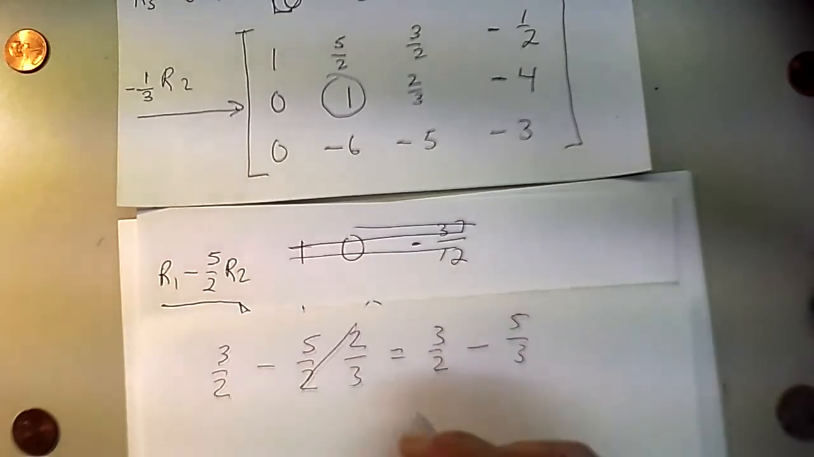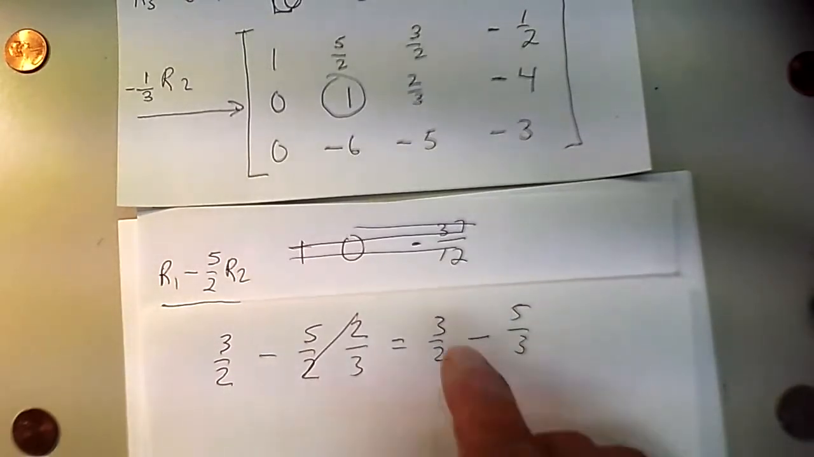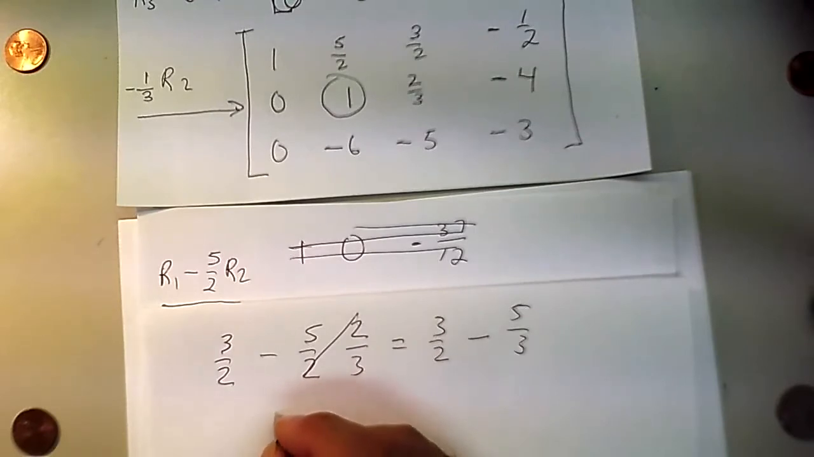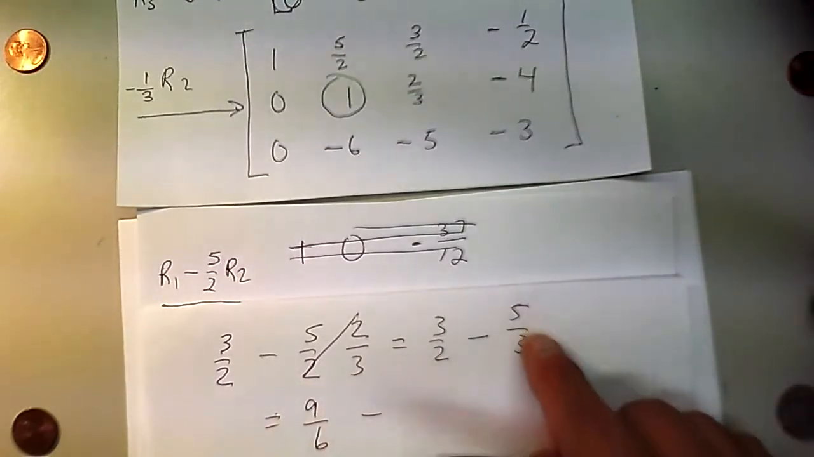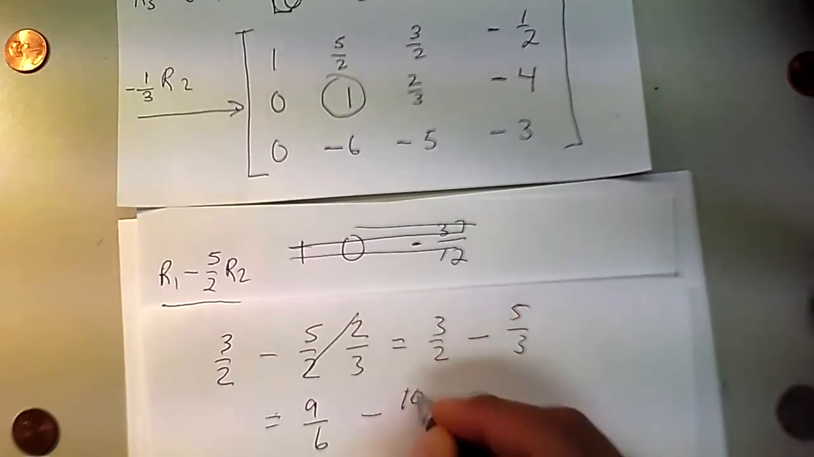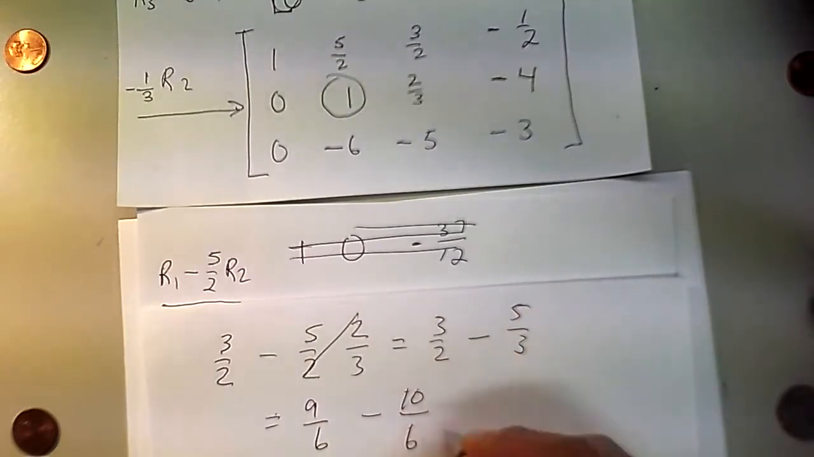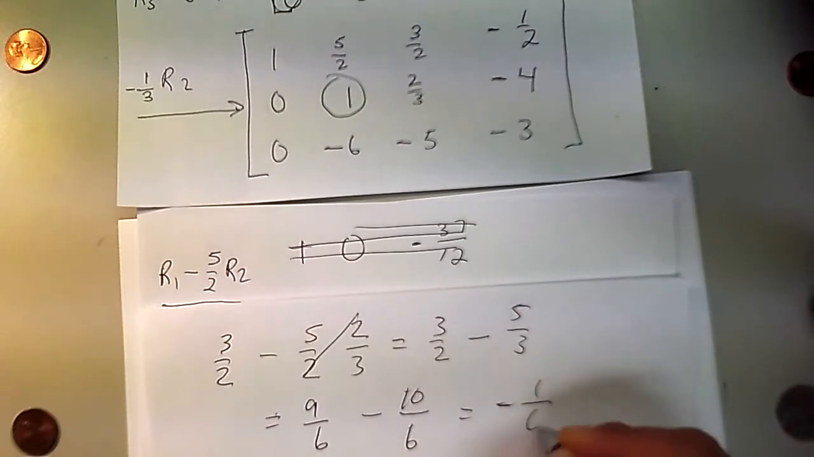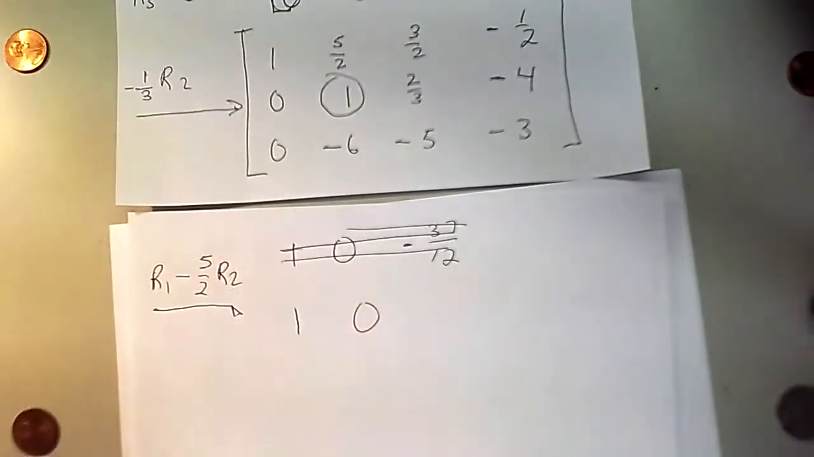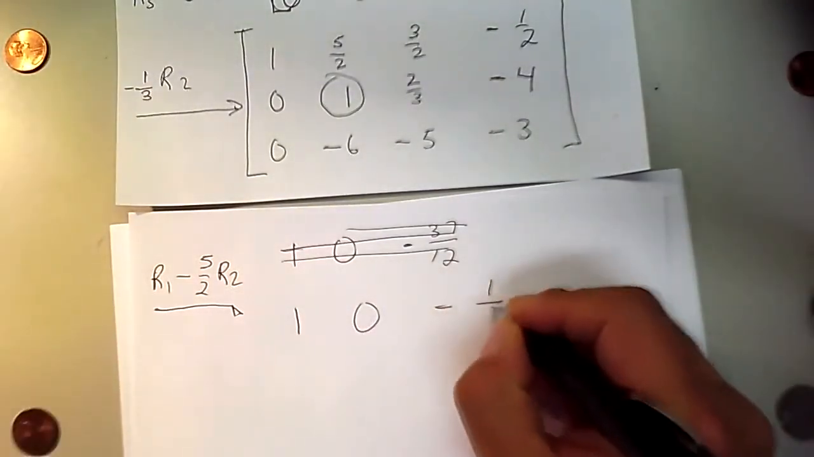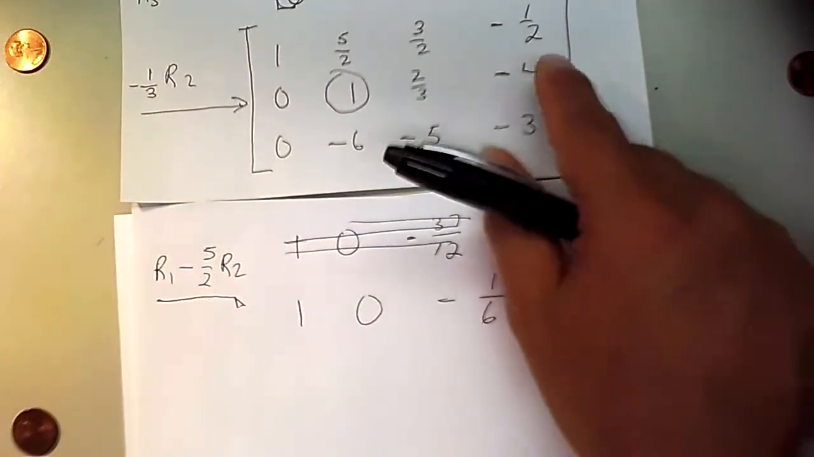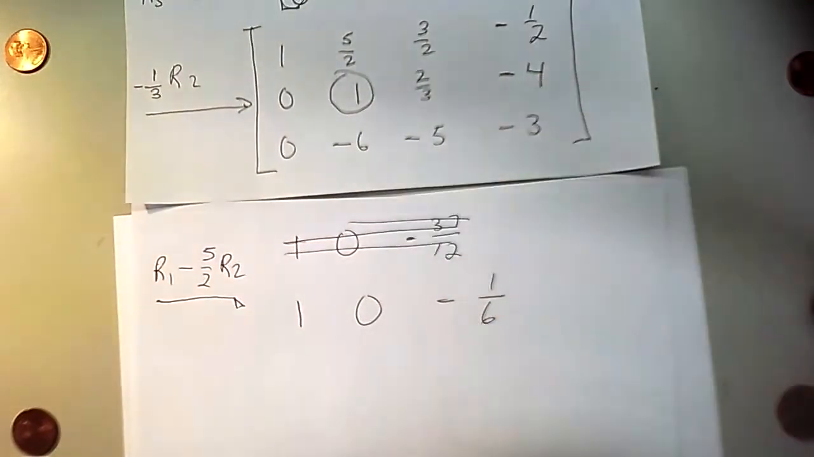We still have to do common denominator, so multiply this by 3/3. So that is 9/6 minus, multiply that by 2/2, 10/6, and that is negative 1/6. That makes more sense. Negative 1 over 6, and then negative 1/2 minus.